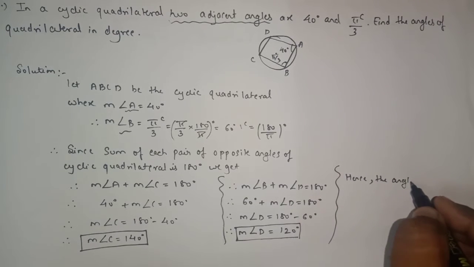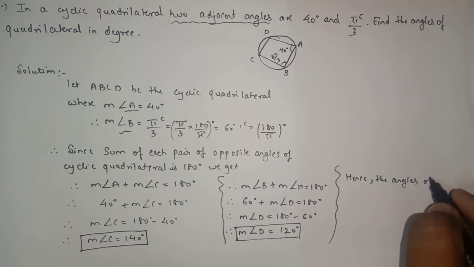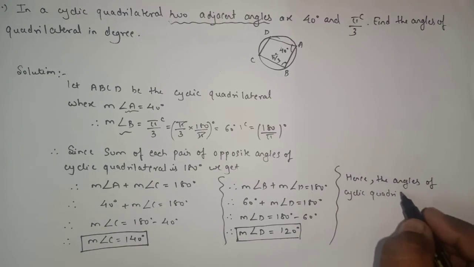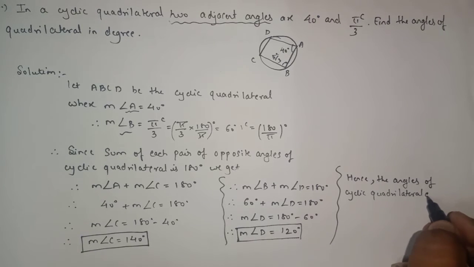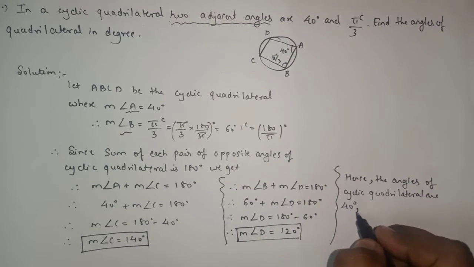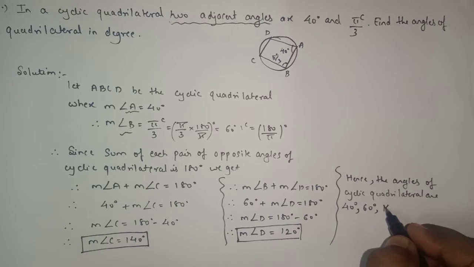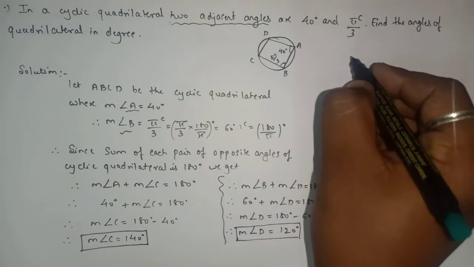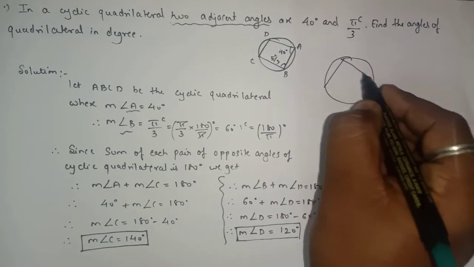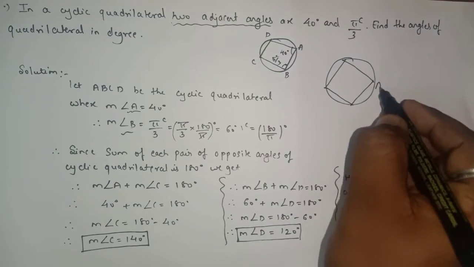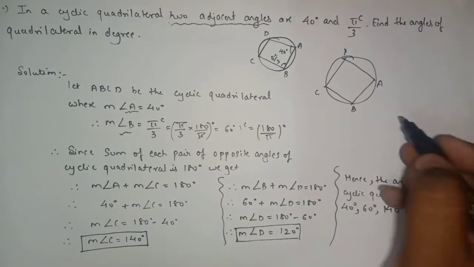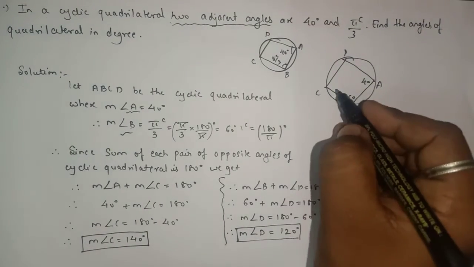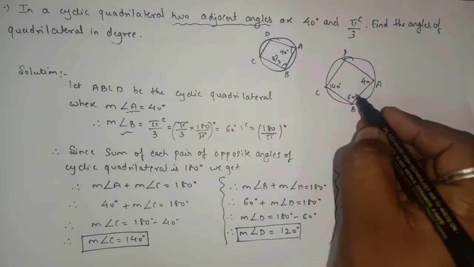the angles of the cyclic quadrilateral are 40, 60, 140 and 120 degrees. So here A, B, C, D, where A is 40, B is 60, this is 140, and this is 120.